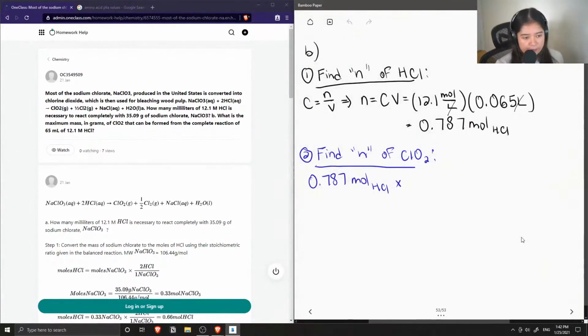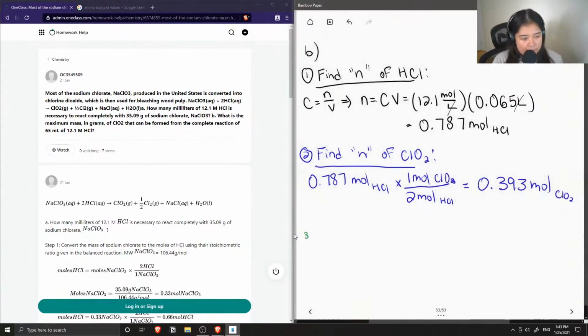So then we can write out our molar ratio. So 1 mole of chlorine dioxide is formed with every 2 moles of HCl. So then we just divide this value by 2, and you end up with 0.393 moles of ClO2. So now step 3 is to find the mass of chlorine dioxide.